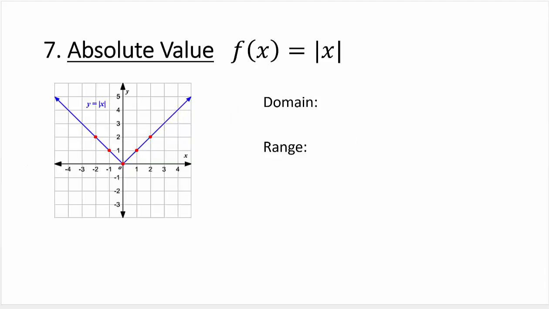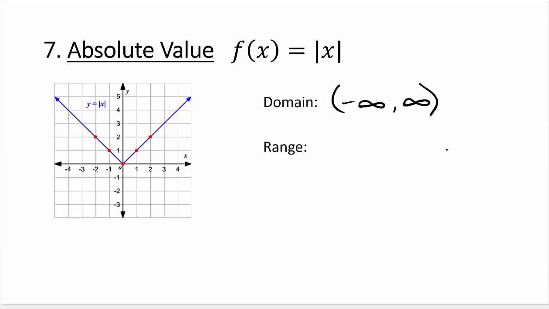Alright, so then the seventh function here is the absolute value graph. So f of x is equal to the absolute value of x. You can see the graph kind of looks like a V shape here. As I'm looking at my domain, I can see that it's going to continue to the left and to the right forever. So my domain would be from negative infinity to positive infinity.